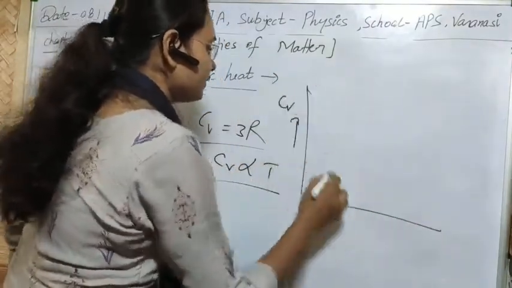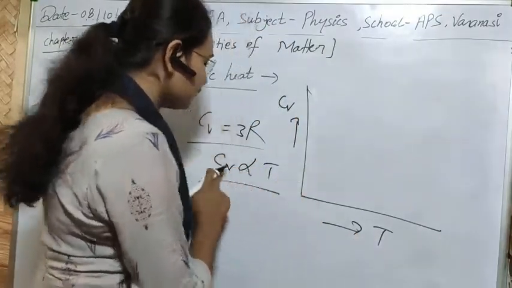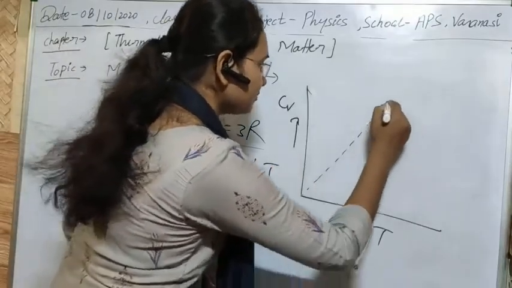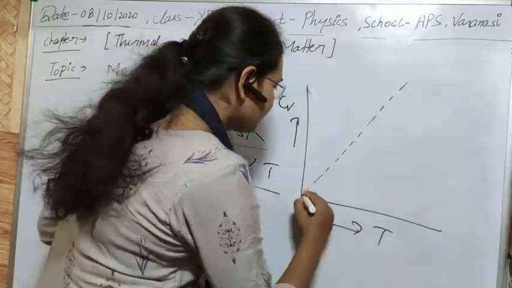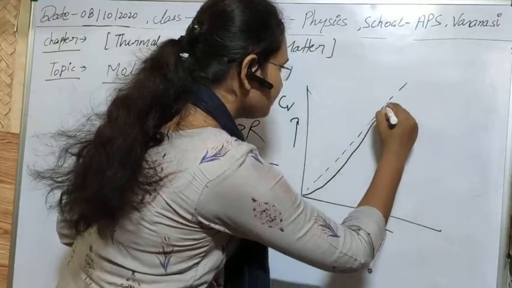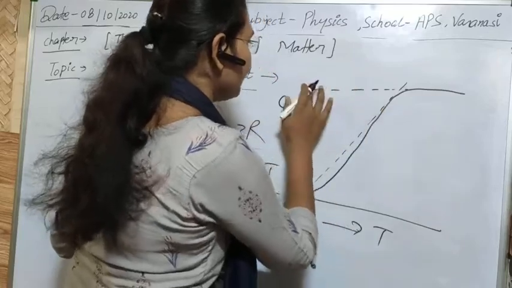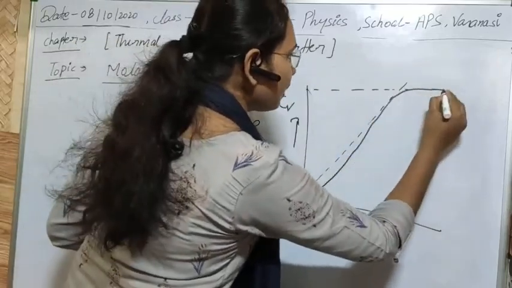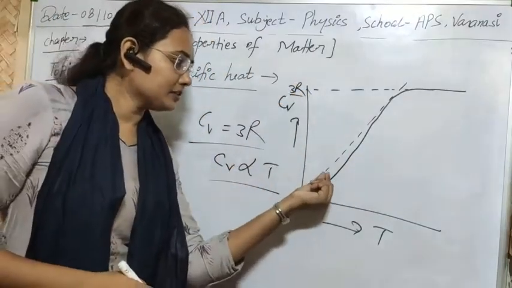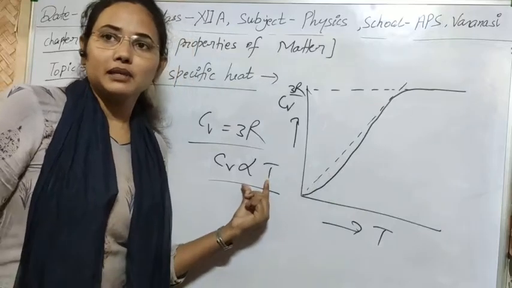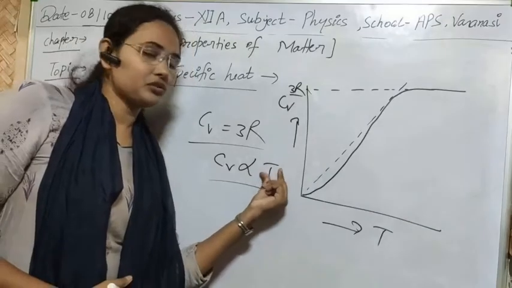Suppose that there's Cv against temperature T. According to this, the curve must look like this. But the experimentally observed curve looks like this, and this constant value obtained is equal to 3R. So the experimental curve doesn't match the curve of Einstein, which means there is again a violation of the law, since Cv is not directly proportional to T.